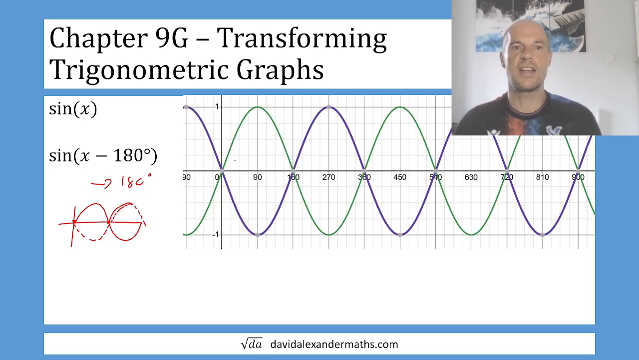Green is the sine of x, and blue is the sine of x minus 180. As we can see, it's been moved. 90 goes to 270, so that is plus 180 degrees in that direction. So it's a shift sideways to the right, 180 degrees.